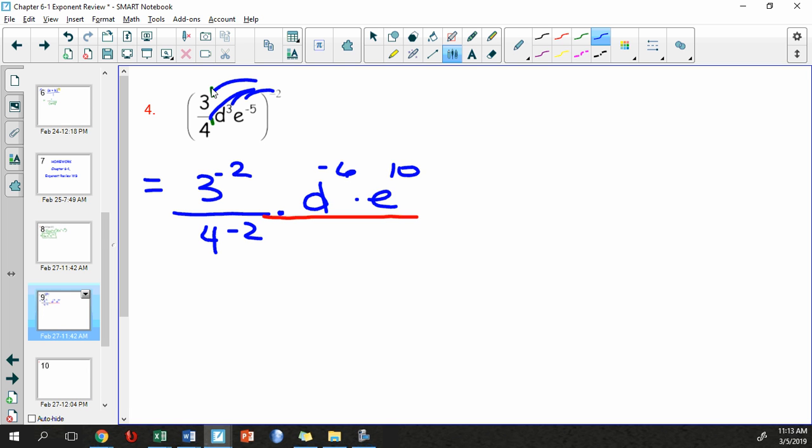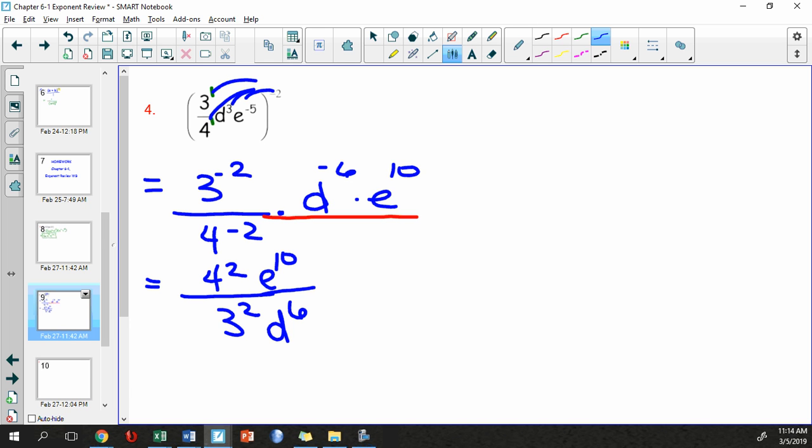Okay, so now I need to have some positive exponents. How do I get positive exponents? Well, 3 to the -2 is currently negative. In what position? The numerator. So to make it positive, where's it going to go? It's going to go to the bottom to make that 3 squared. 4 to the -2 is negative in the bottom, so to make it positive, it's going to go to the top. D to the -6 is currently in which position? The numerator. So where's it going to go? Denominator. And e to the 10th is positive in which position? It stays in the numerator.